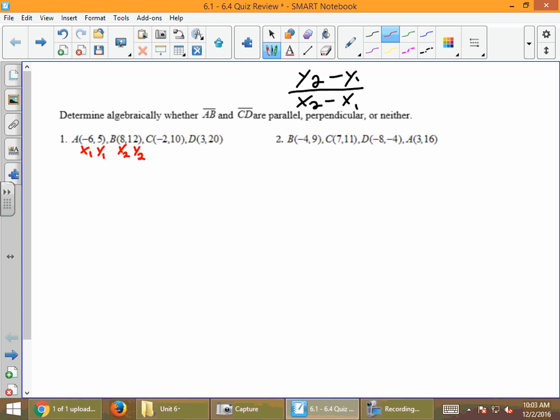I had a student ask me, he said, Mr. Carr, do I have to label those? Technically, no, but it's going to be a very good idea to keep yourself organized. That's going to keep it so organized that when I plug in the formula, I will be correct. Let's go ahead and start plugging things in.